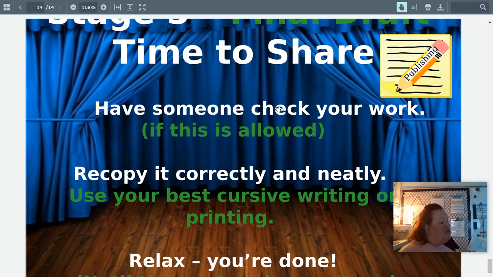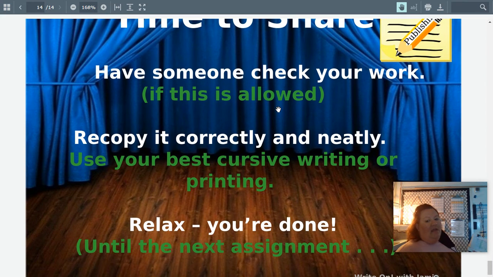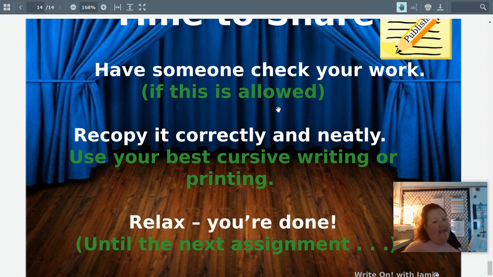All right, what can you do to determine the appearance of the final draft? Recopy it correctly and neatly. All right, we're not going to be handwriting any papers. You will be typing them. Okay, you will be typing them and you will have a format that you must follow. And I will teach you how to make all of that happen. Okay?